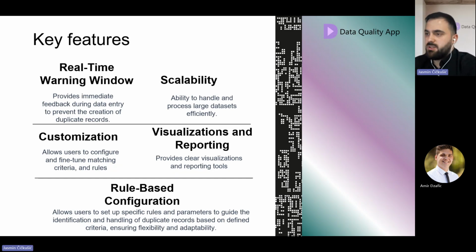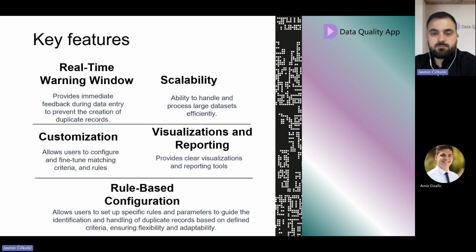They don't have to save it. They just have to move to the next field, and they will get a warning window that says, hey, you have a duplicate. And based on your configuration in the system, they will be able to save or have to fix that. The next one is scalability. Basically, what this means is that our solution doesn't have any limitations on how big your data is. So it can prevent duplicates on a small scale or on a big scale. Customization: you will be able to customize your rules as you want.